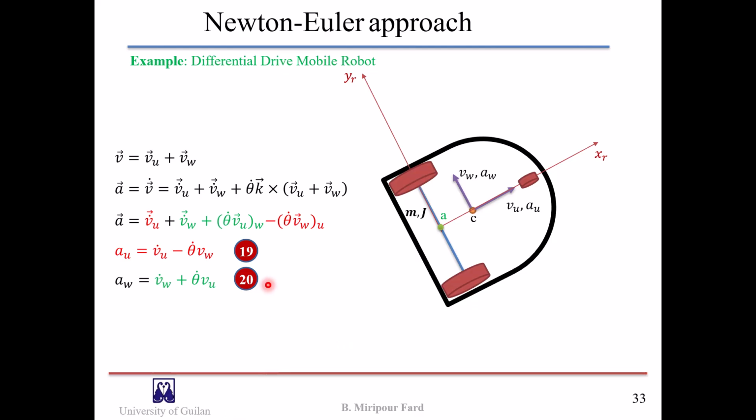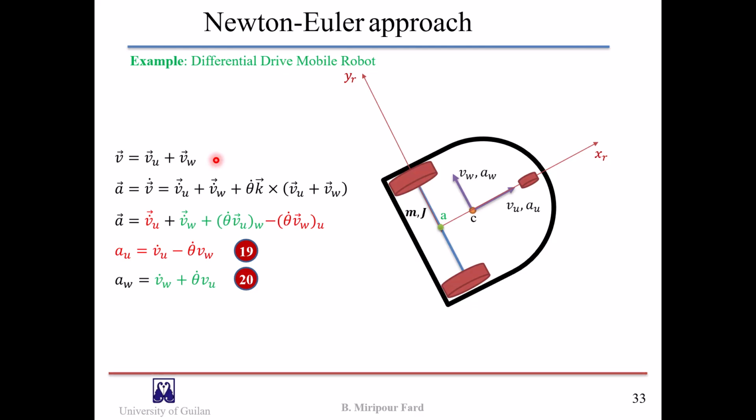The vector of velocity of the robot in the local frame is equal to V_U plus V_W. Considering that these vectors change their size and direction with time, using the vector derivative in rigid body dynamics, the acceleration of the center of mass, which is the derivation of the velocity, will be equal to this equation. And here you can see this term that implies the derivation of these vectors.